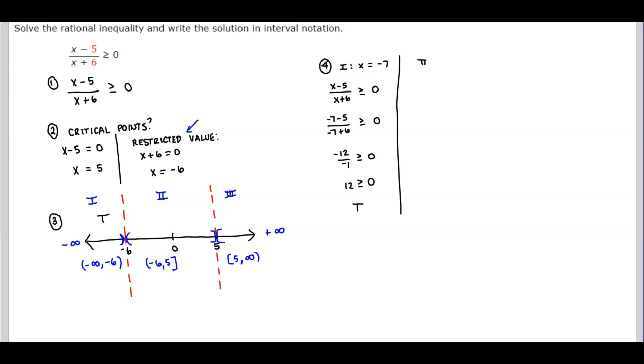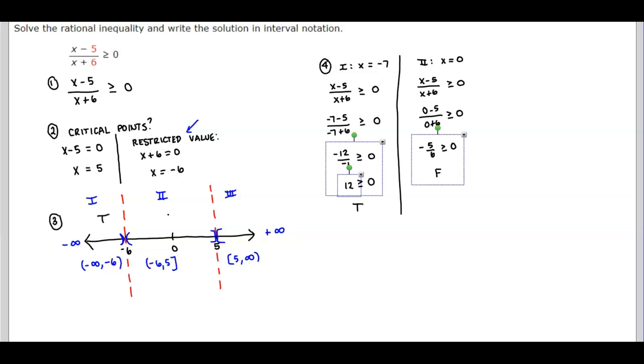Now we're going to take a look at region 2. In region 2, we can pick the number 0 in our interval. Again, we're going to use the same inequality, x minus 5 over x plus 6. We want to see if that's greater than or equal to 0. So we have 0 minus 5 over 0 plus 6. That gives us negative 5 over 6. Is that greater than or equal to 0? Well, that is false, so we know it's false in region number 2.